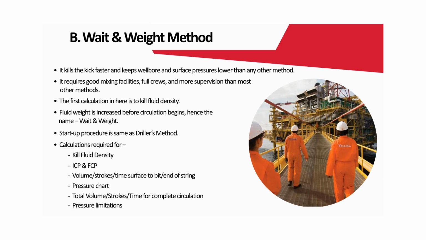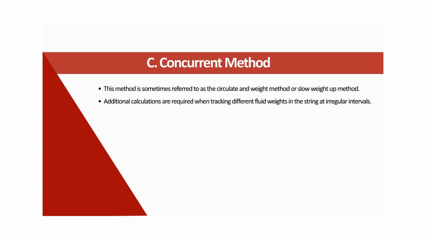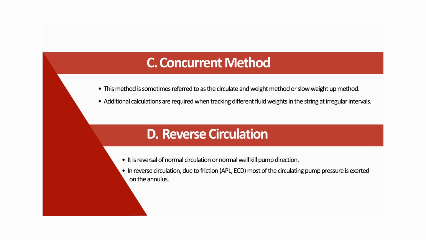Pressure limitations. Concurrent method. This method is sometimes referred to as the circulate and weight method or slow weight up method. Additional calculations are required when tracking different fluid weights in the string at irregular intervals. Reverse circulation. It is a reversal of normal circulation, or normal well kill pump direction. In reverse circulation, due to friction, APL, and ECD, most of the circulating pump pressure is exerted on the annulus. Standard startup procedures apply.